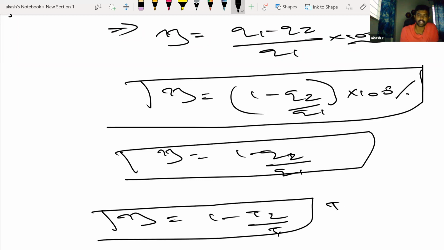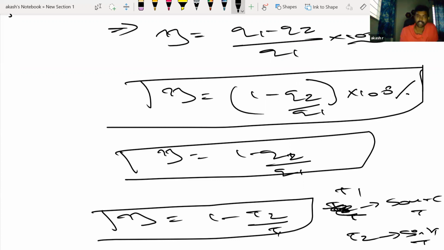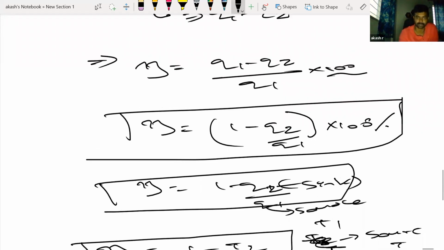Okay, where T2 is the source temperature. Sorry, that is actually T1, right? T1 is your source temperature, and T2 is your sink temperature, right? And obviously the Q2 is the heat gained by the sink, and Q1 is the heat taken out from the source. This is what I have to remember, and like this, you'll be able to calculate the efficiency.